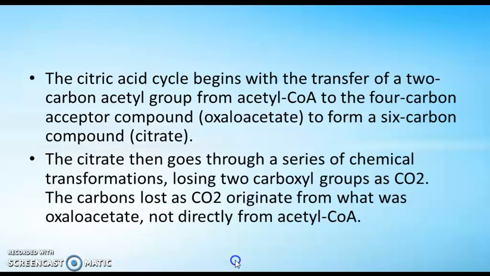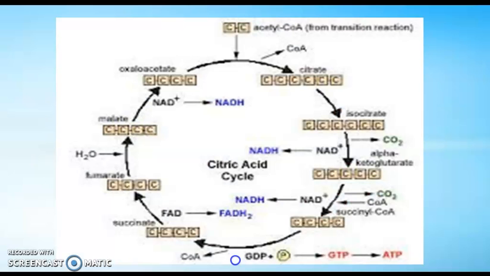The citric acid cycle begins with what? The transfer of a 2-carbon acetyl group from acetyl-CoA to a 4-carbon acceptor compound, oxaloacetate, to form a 6-carbon compound called citrate. So the 2-carbon compound combines with the 4-carbon compound, and acetyl-CoA combined with oxaloacetate results in the formation of a 6-carbon compound: 1, 2, 3, 4, 5, 6, that means citrate.